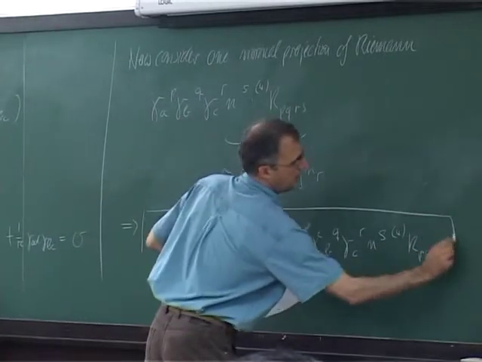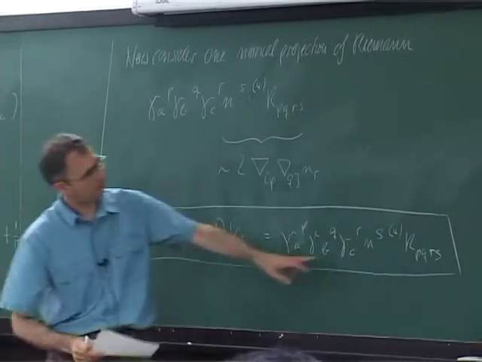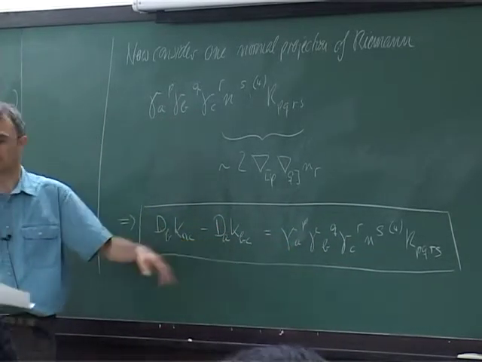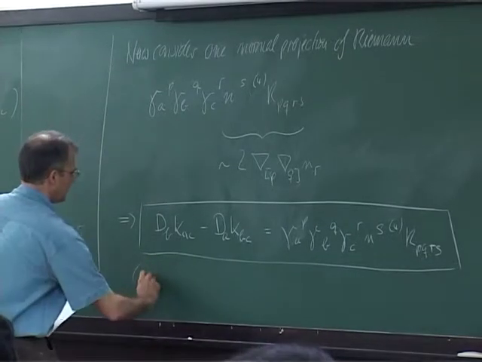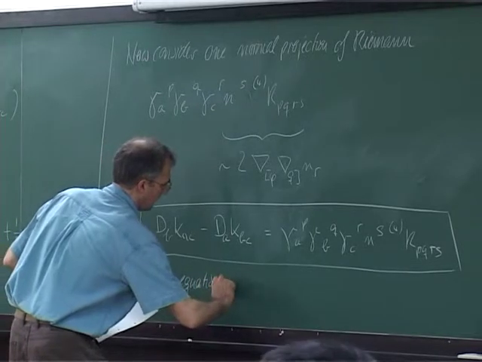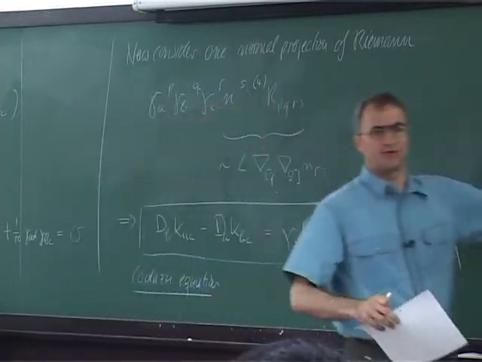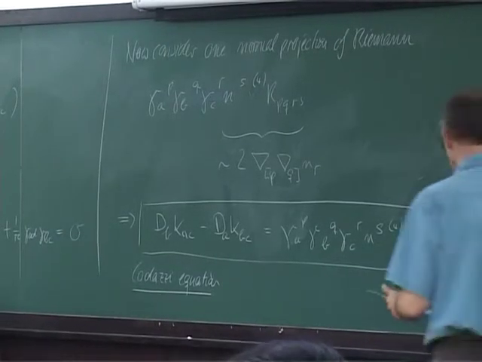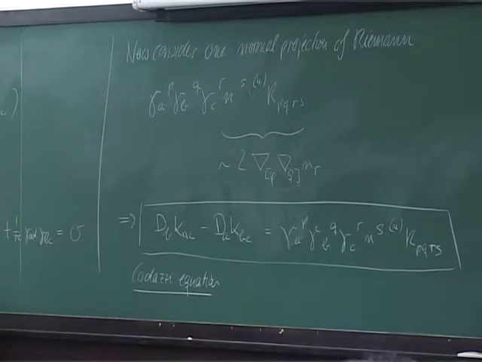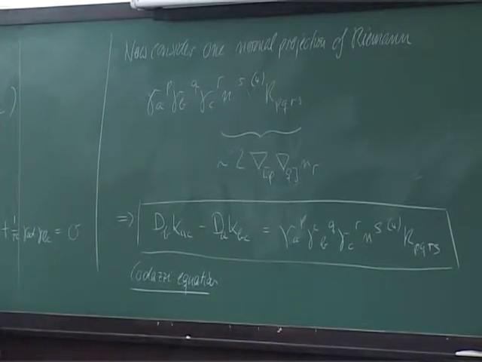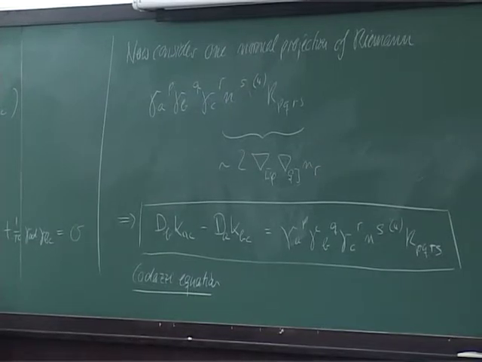This equation relates the first normal projection of the Riemann tensor to covariant derivatives of the extrinsic curvature. I usually refer to this as the Codazzi equation, even though these two equations are sometimes jointly referred to as the Gauss-Codazzi equations. Okay? Now we have one more step to do, and that is a projection of Riemann with two normal directions. And again, I'll just outline how we can derive that relationship.